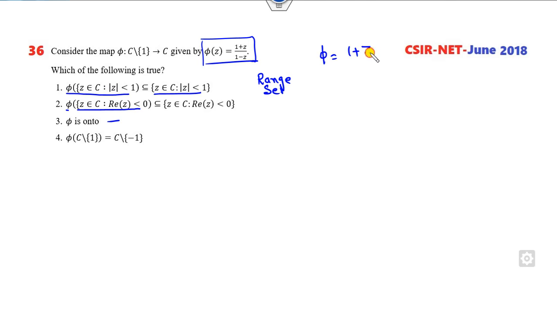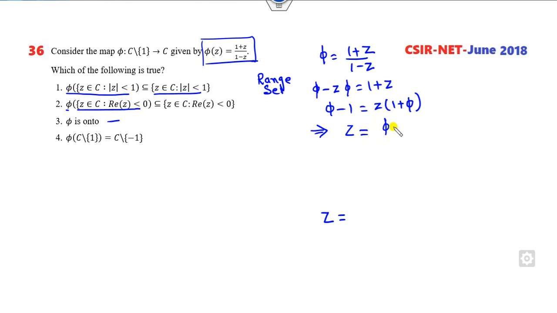If I simply take this off, I can find the value of z from here. So I can multiply this by 1 plus z, taking z outside. 5 minus 5z is 1 plus z. So z will be 5 minus 1 over 5 plus 1. So what is the meaning of that?